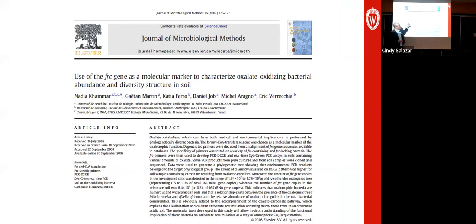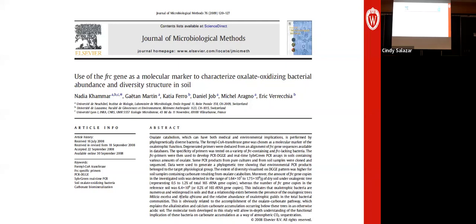And oxalic acid, I'm going to talk a lot more about oxalic acid in a few slides, but oxalic acid has been proposed as an important virulence factor in dollar spot, much like it is in Sclerotinia sclerotiorum in soybeans. And so we found some of these papers looking at bacteria that can degrade oxalic acid produced by fungal pathogens. And there's this FRC gene, which is formyl-CoA transferase, which has been demonstrated to be a biomarker for bacteria that degrade oxalic acid.